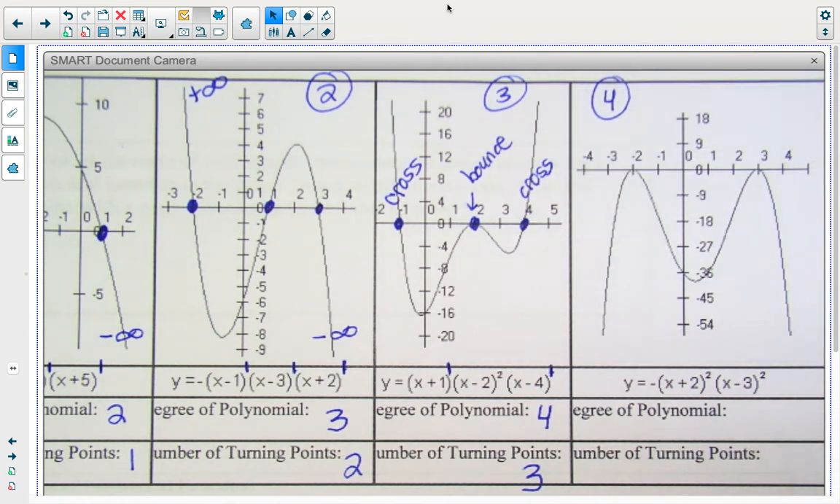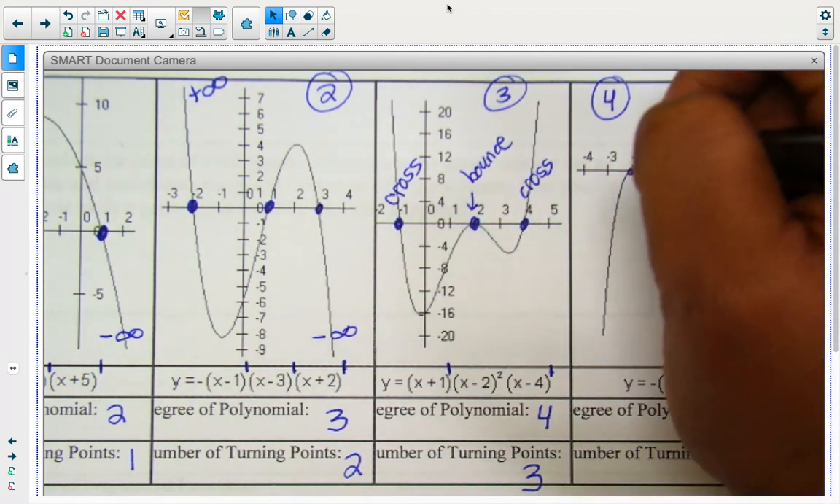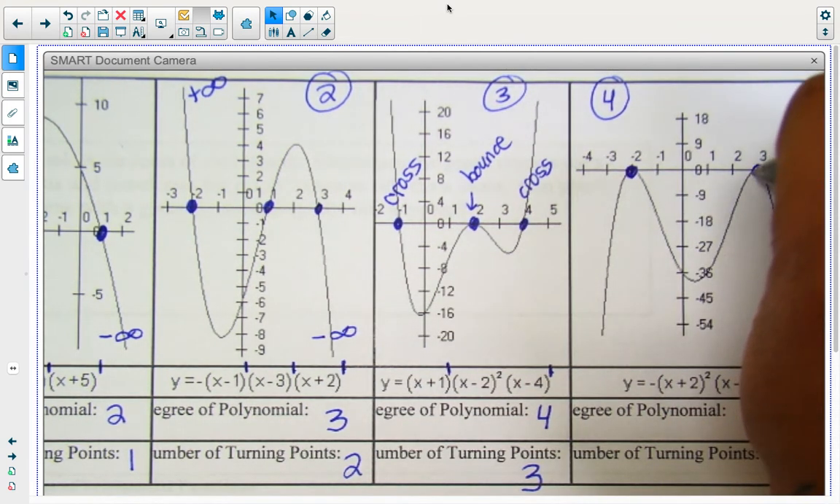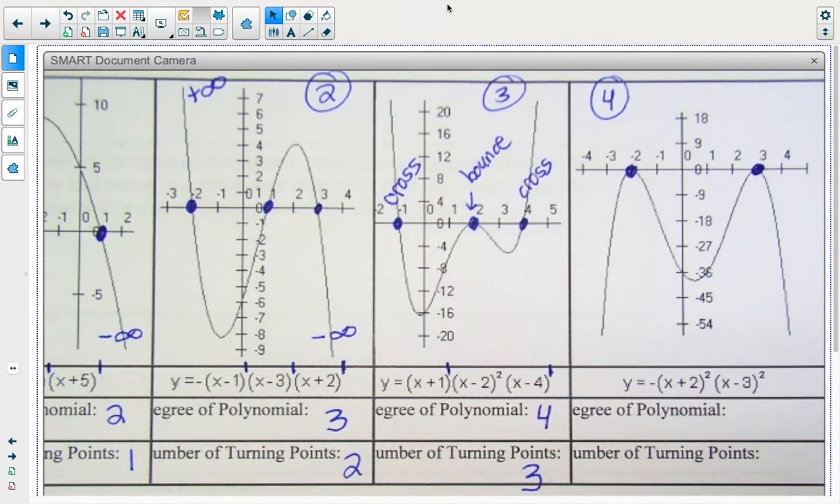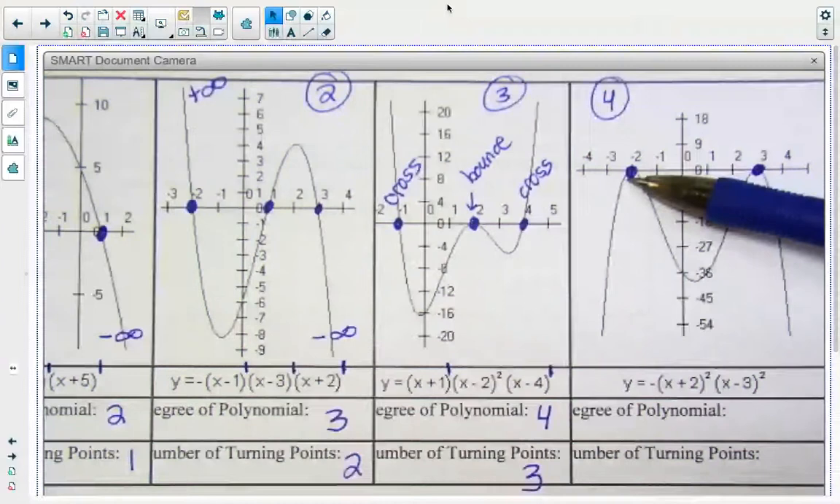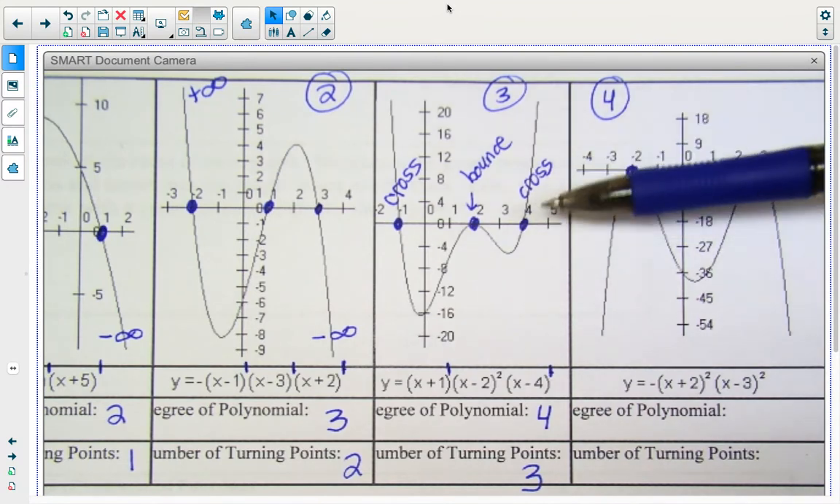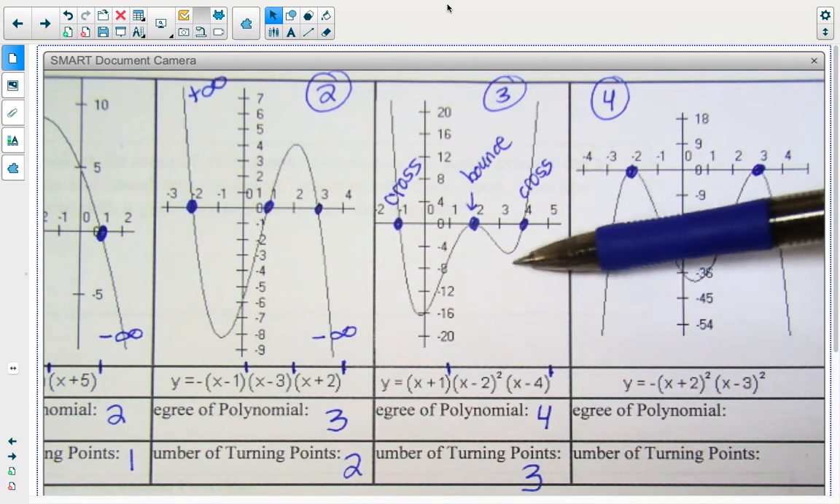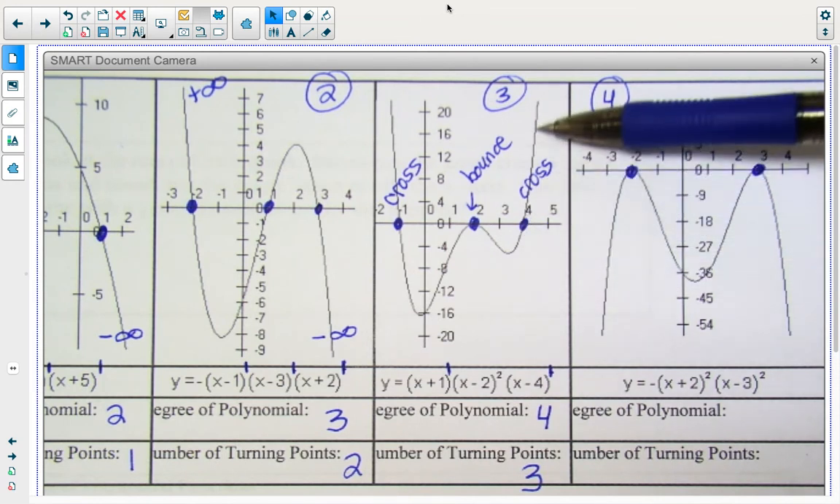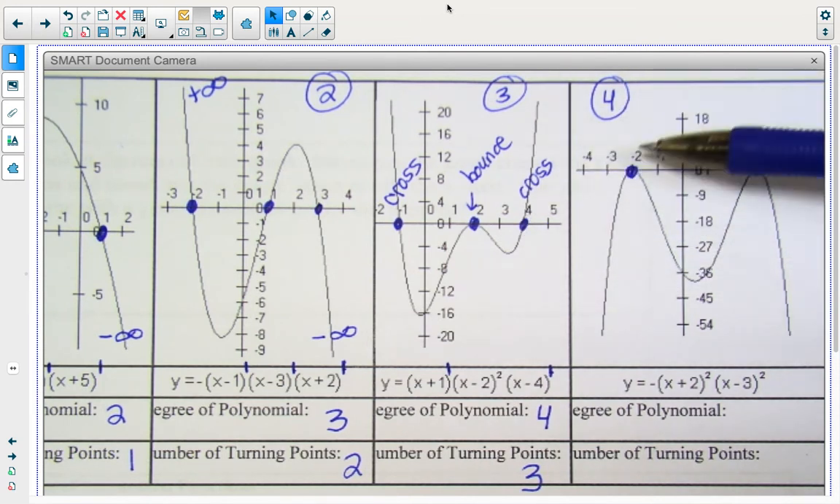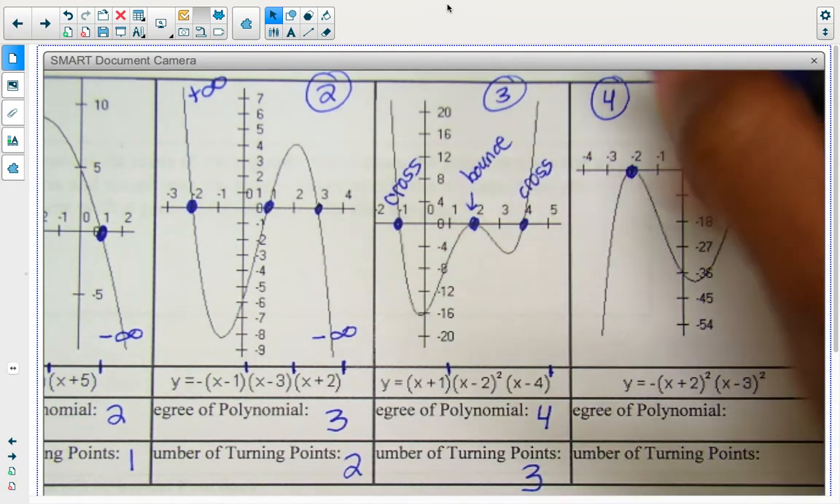And number 4, both of these are what we call bounce. They just bounce off the x-axis. So this one goes up, it bounces, it changes directions. This one goes up, it bounces, it changes direction. It does not pass through the x-axis like this one over here. So this one goes up and through the x-axis, and this one bounces, and this one bounces. So those are called bounce.